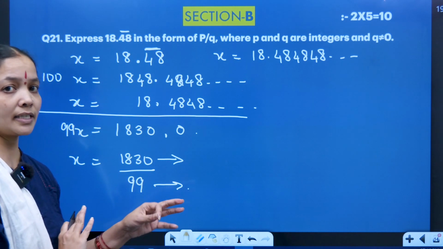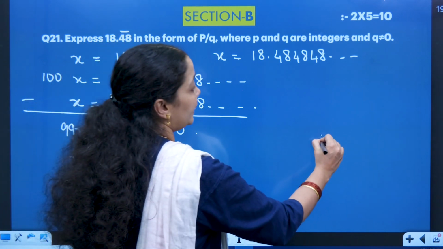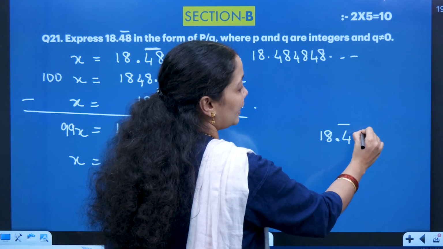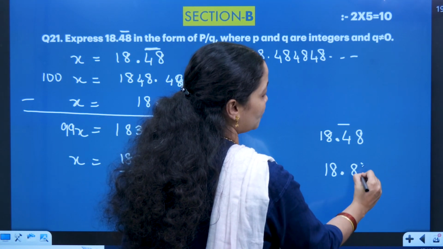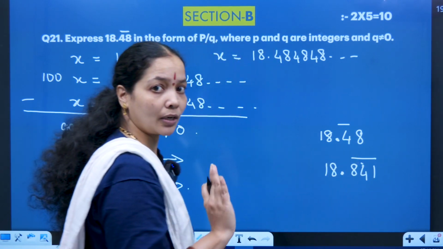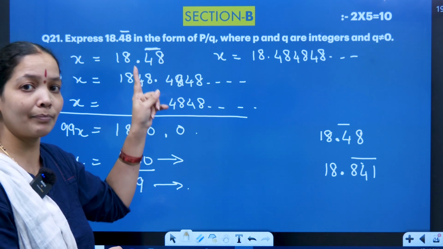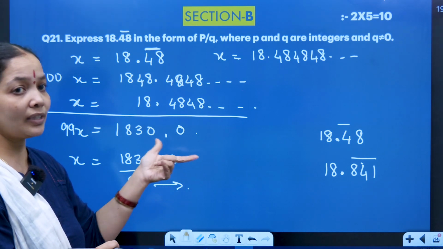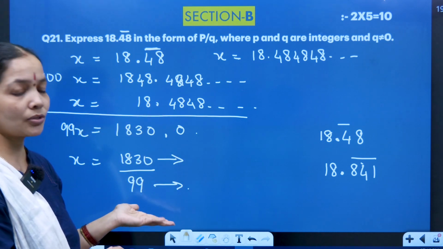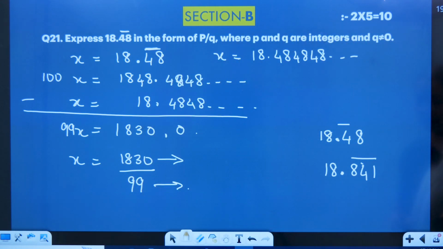Therefore, whenever a question is given, you have to look at which number to multiply. If the question was 18.4 bar 8, I'll multiply it with 10. If the question was 18.4841 with a bar, I'll multiply it with 1000. So just check after decimal how many places you have been placed with the bar and then continue by multiplying with 100 or 10. You have to decide. That's the only thing that has to be analyzed here. Further part is only subtraction and placing it one below each other. This is the important question of p by q format. Don't forget to memorize it.